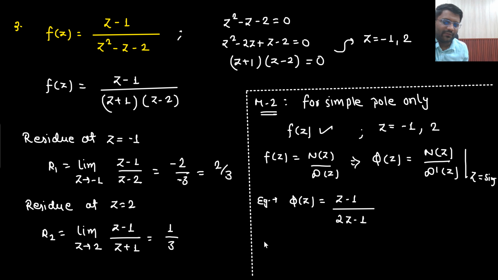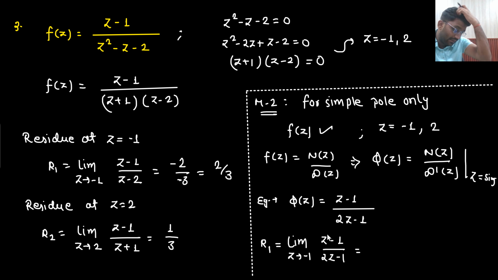Okay. So now I am finding the residue at z equals minus 1. In the new function I have made, I just need to put z tending to minus 1. That means limit z tending to minus 1. What answer are you getting? If you put minus 1 here, this will become minus 2, and this will become minus 3. The answer is 2 by 3. There you go. You are getting the same answer. Did you understand this point?